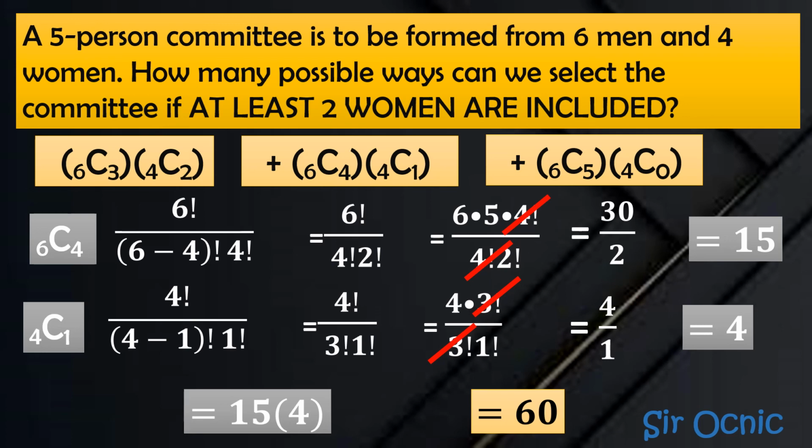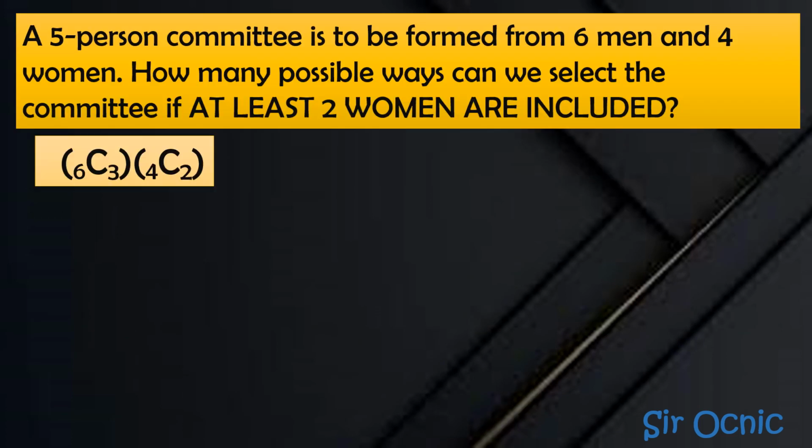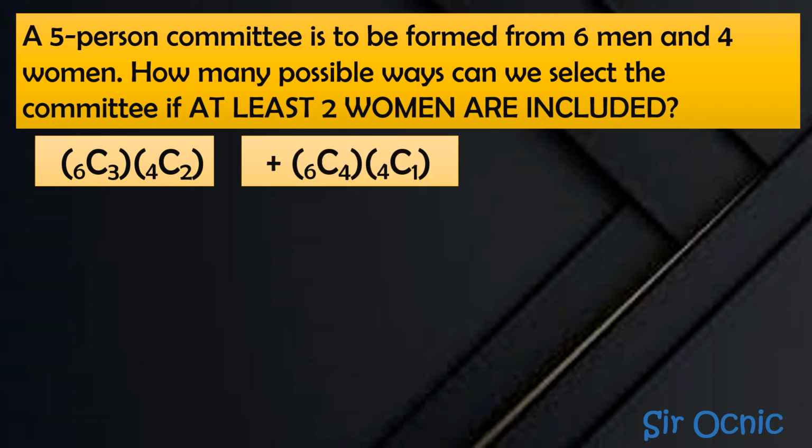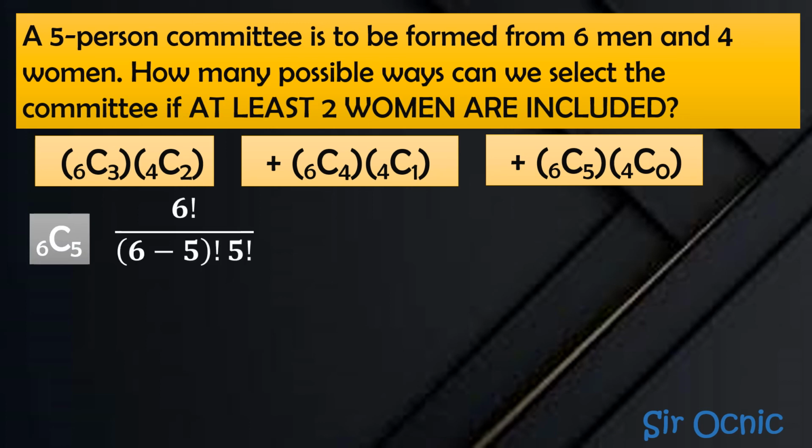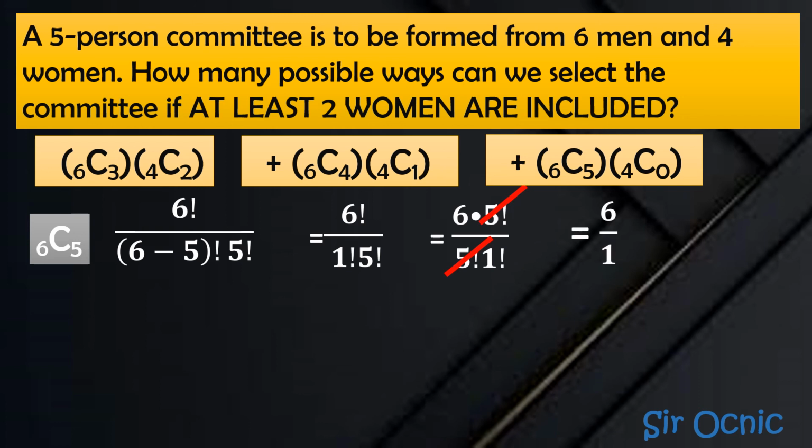Let us now solve for our third situation, wherein no woman is included as a member of the committee. Let us first evaluate 6C5. That is 6 factorial all over quantity 6 minus 5 factorial times 5 factorial, or simply 6 factorial over 1 factorial times 5 factorial. 6 times 5 factorial all over 5 factorial times 1 factorial. Cancelling the common factor, which is 5 factorial, that is equal to 6 over 1, or simply 6.